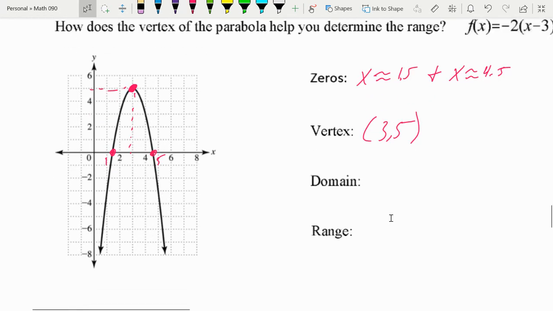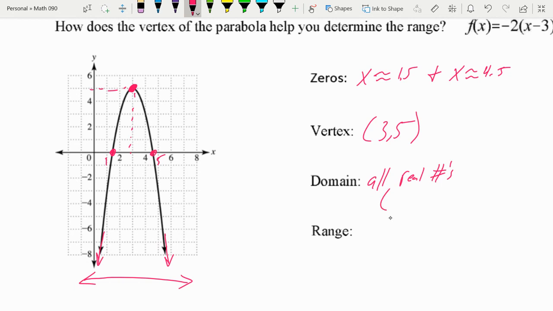Domain. Remember, domain is this. What x values can I pick? I can pick any x value because as this graph goes down, what's happening to the graph? It's getting wider and wider, fatter and fatter. So the domain is all real numbers. Or remember the symbol, capital R with 2 sticks.